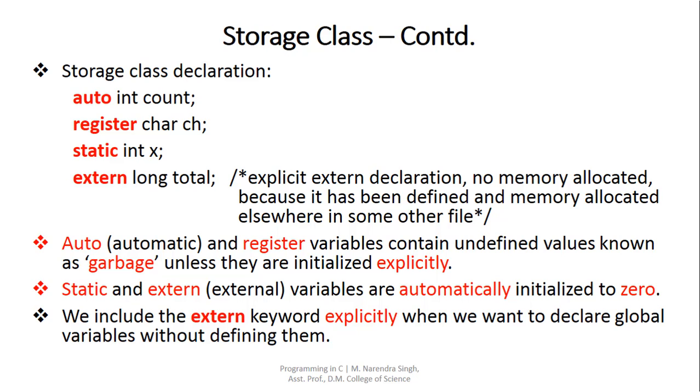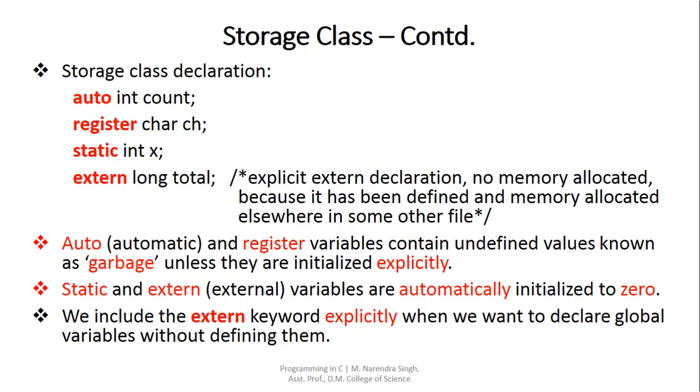Now let's see some examples of storage class declaration. The first declaration is auto int count. Here we are declaring the variable count to be of integer data type, and the storage class is auto, which means it is a local variable whose visibility extends within the function in which it is defined. The variable count contains a garbage value, and the moment the program control is transferred from the function in which the variable count is declared to the calling function, the variable count will lose the value it contains.